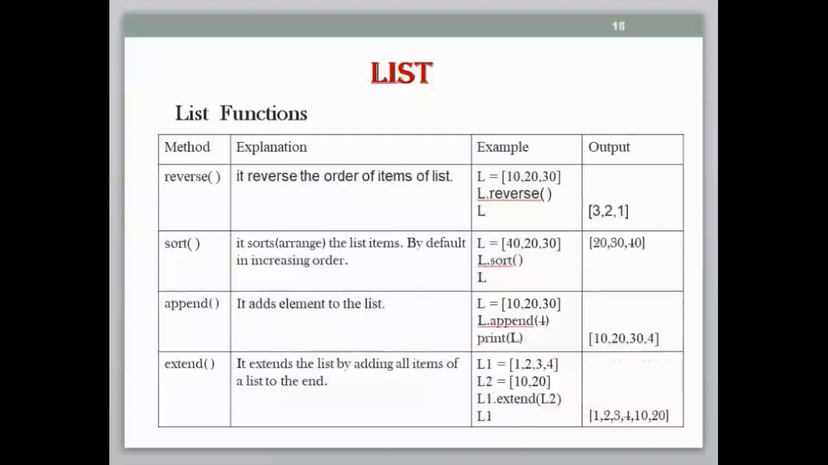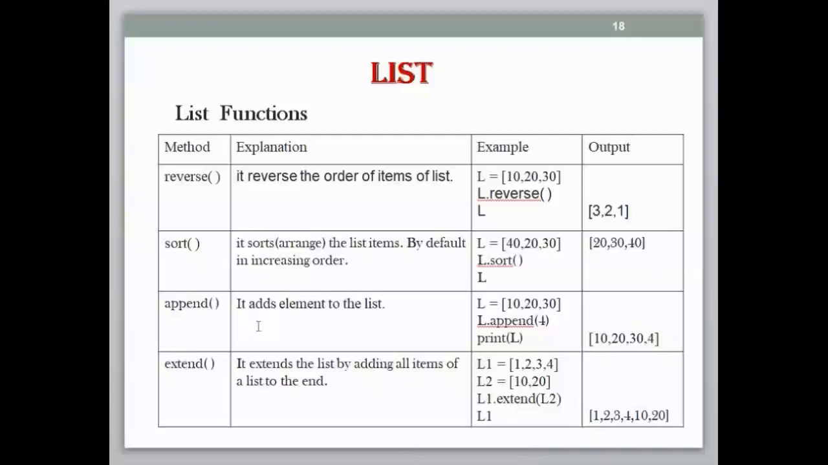Reverse function. It reverses the order of items of list. Suppose I have L list 10, 20, 30 and if I perform L dot reverse, it will give me 3, 2, 1. Sort. It sorts or arranges the list items by default in increasing order. L equals to 40, 20, 30. L dot sort. So it will be sorted as 20, 30, 40.